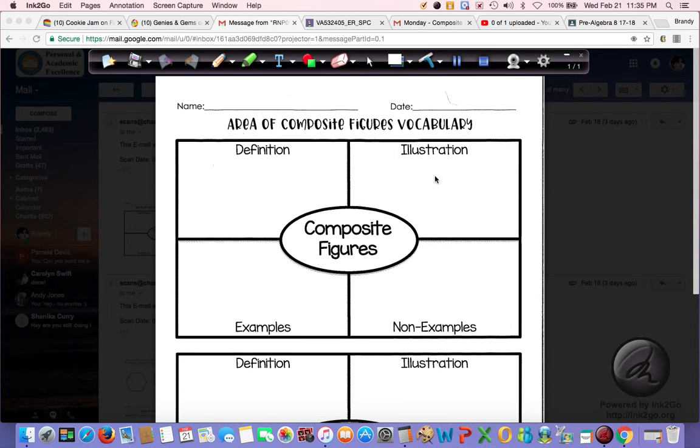Welcome to Composite Figure Notes. You're going to have a couple different pages where we take notes for composite figures.